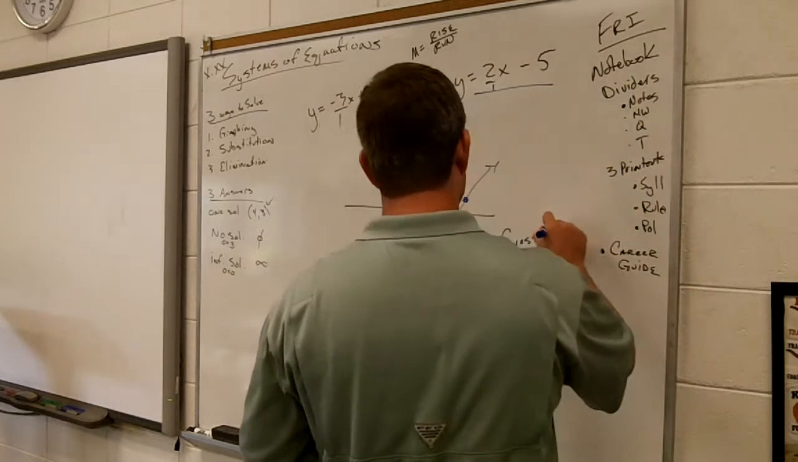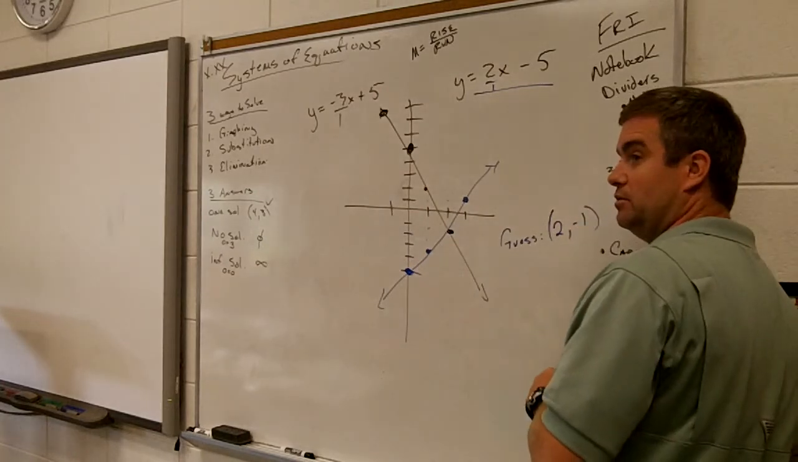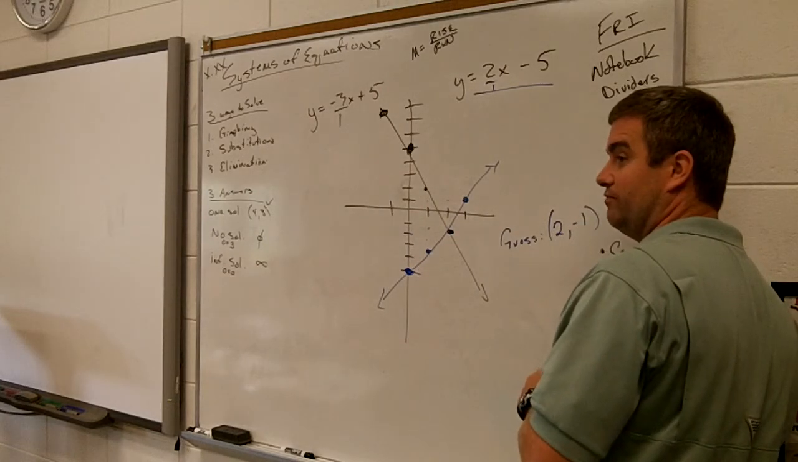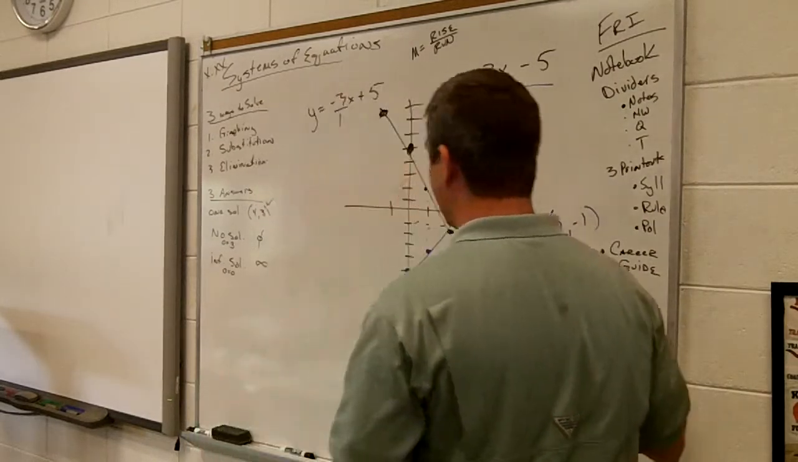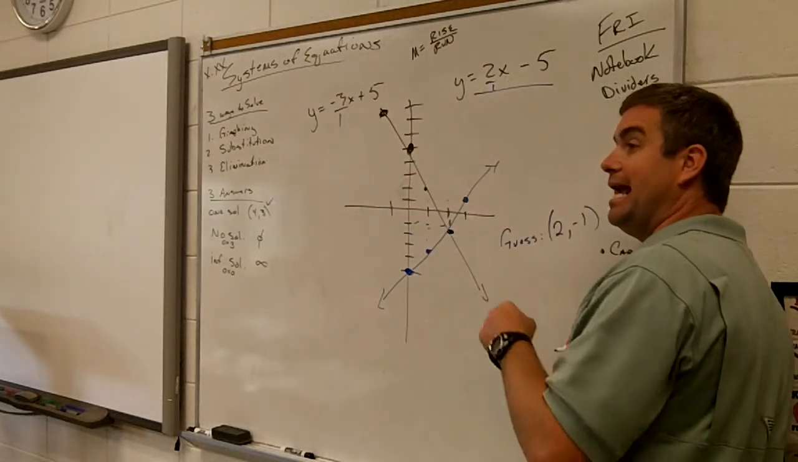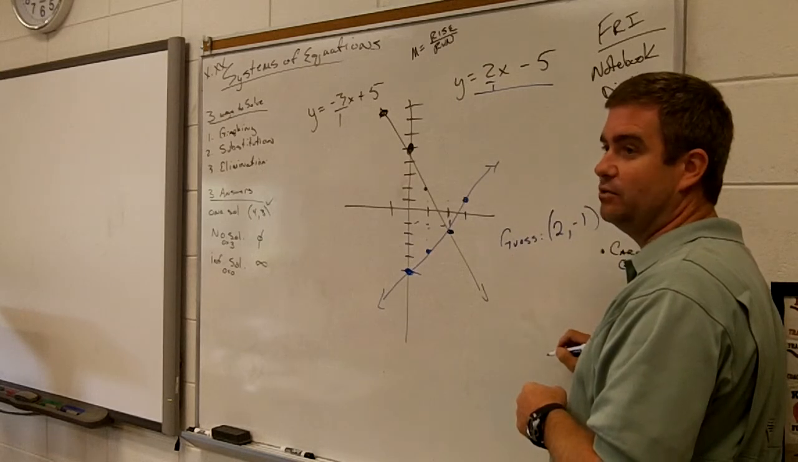2, 1. 2, negative 1. Isn't that in quadrant 4? Y's are negative in quadrant 4. So that's 2, negative 1. I'm thinking that it crosses about right there. 2, negative 1. In order to make sure that that's my answer, what do I need to do?